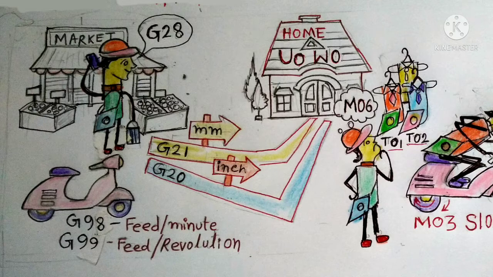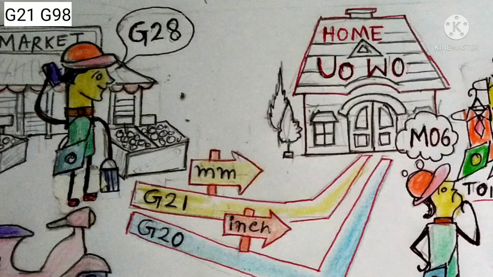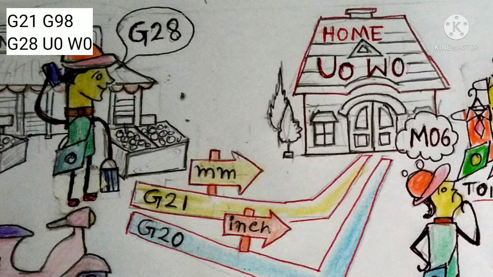So for the first line of the program, we write G21 and G98, and this line is the line of unit. And in the next line, if we write G28, then Mr. Tool understands that he is being told to go home, and the home address of Mr. Tool is U0W0. So for the next line, we will write G28 and U0W0.